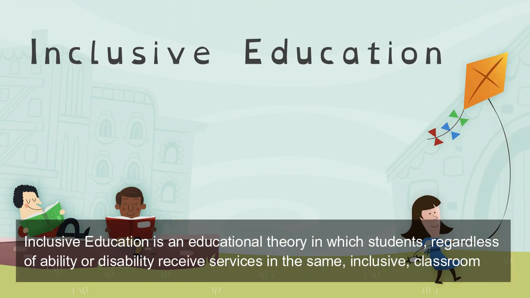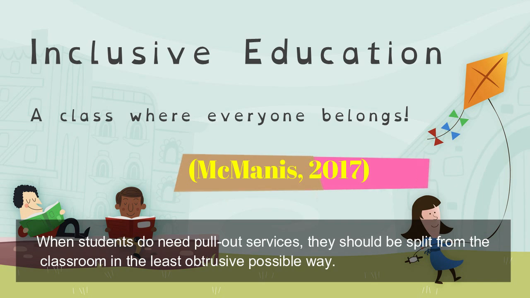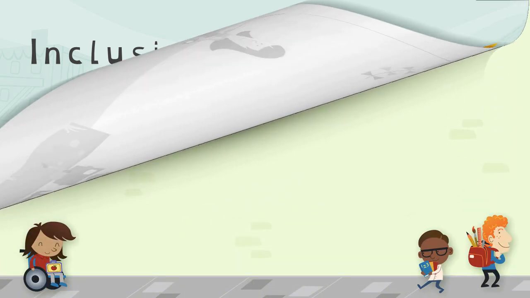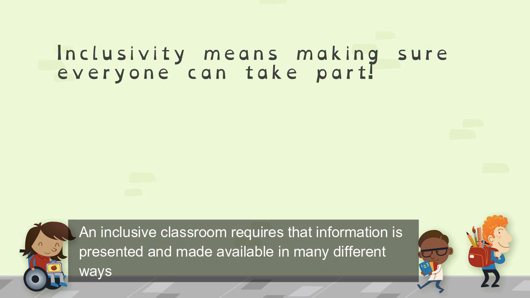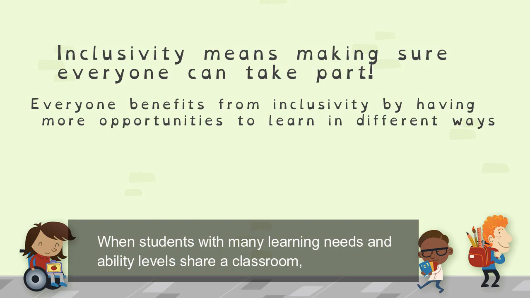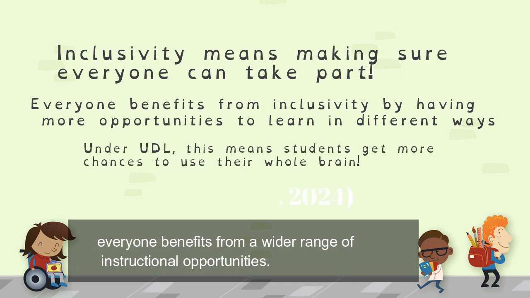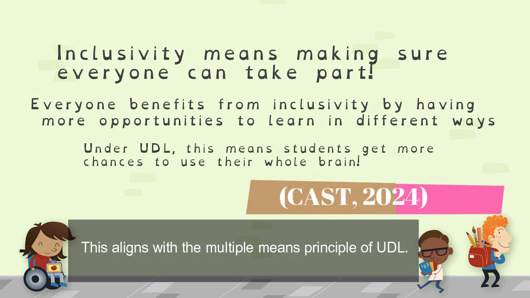Inclusive education is an educational theory in which students, regardless of ability or disability, receive services in the same inclusive classroom. When students do need pull-out services, they should be split from the general classroom in the least obtrusive possible way. An inclusive classroom requires that information is presented and made available in many different ways, and that students are afforded many ways to demonstrate their knowledge. When students with many learning needs and ability levels share a classroom, everyone benefits from a wider range of instructional opportunities. This aligns with the multiple means principle of UDL.